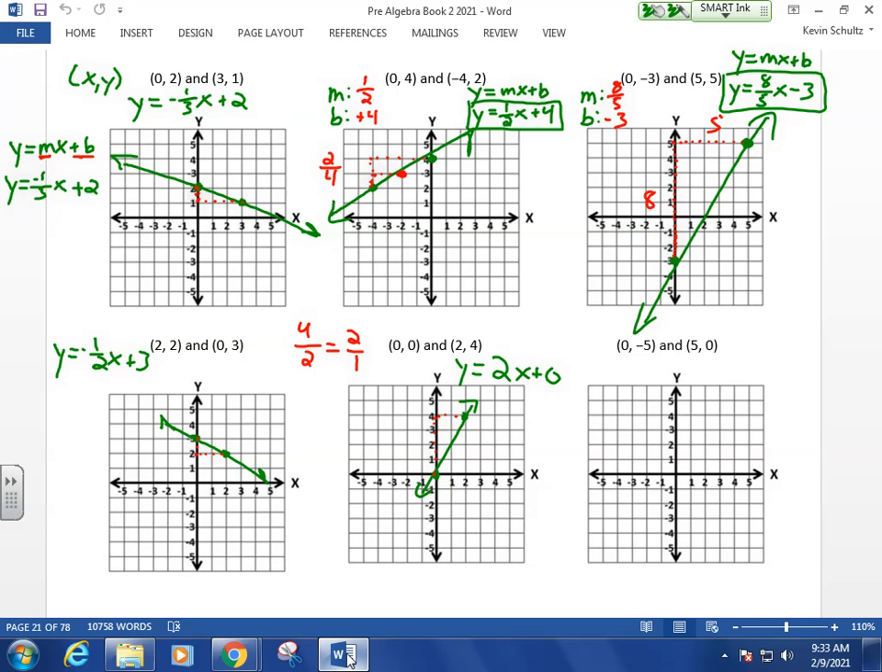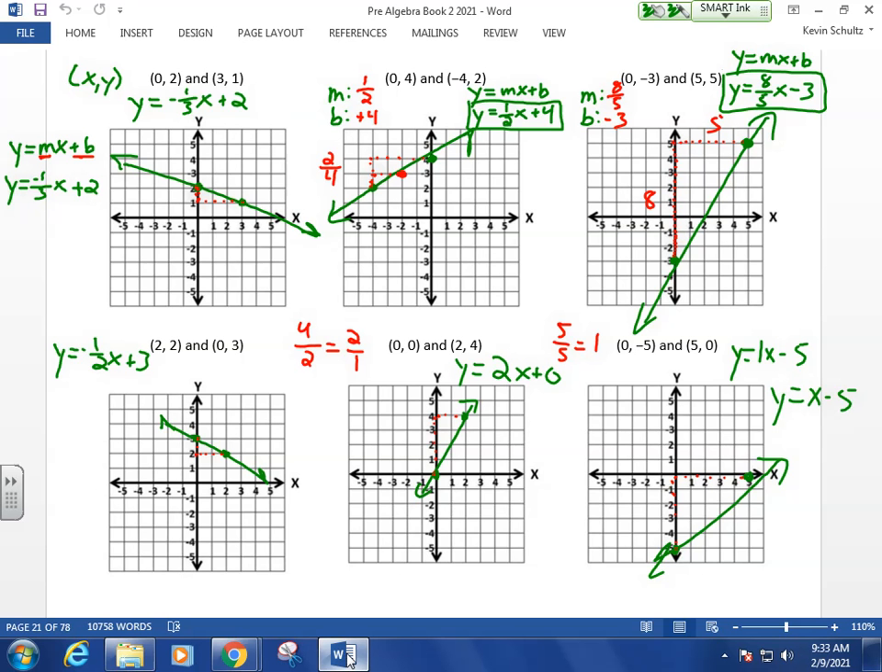And the last one, 0, -5, and 5, 0. Okay? Again, if you count the slope going up 5 and over 5, that slope of 5/5 simplifies to be just 1. So you could write y equals 1x minus 5, or even just y equals x minus 5, because with that coefficient of 1, we don't have to write it. It's understood that it's there. Okay? But those are the 3 equations that you should have for those.